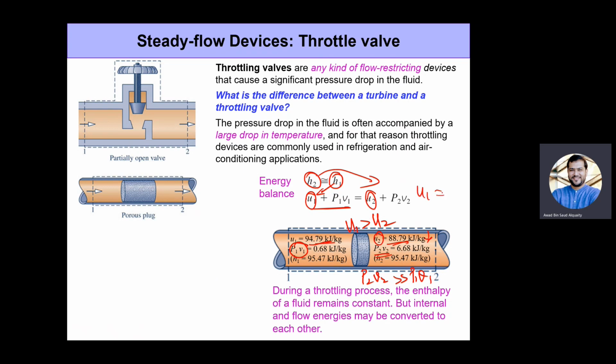We cannot say that U1 is equal to U2. No, this is not true for a throttling valve. The only thing we can say for a throttling valve is H1 is equal to H2, or enthalpy at the inlet is exactly equal to the enthalpy at the exit.